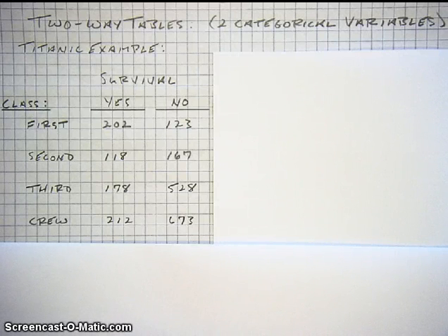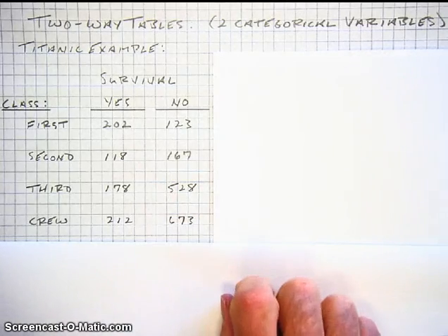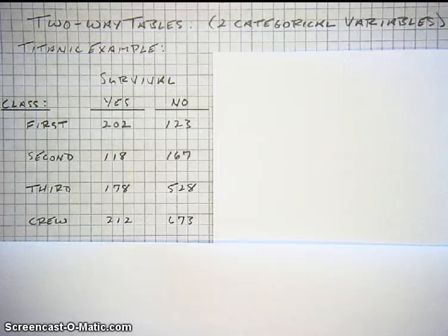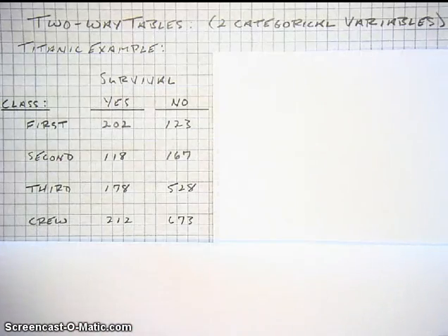Sometimes you'll have data on two categorical variables, and the easiest way to organize your data will be in a two-way table. So a two-way table will contain data on two categorical variables. One variable will define the columns of the table, and the other variable will define the rows of the table. Here's an example from the Titanic again.